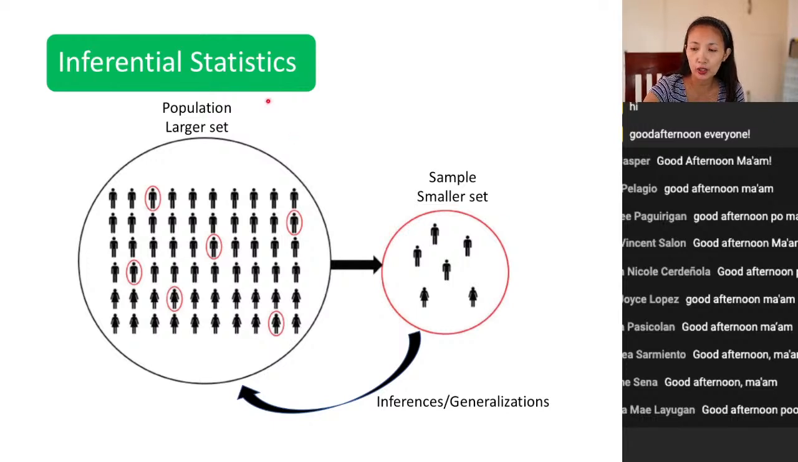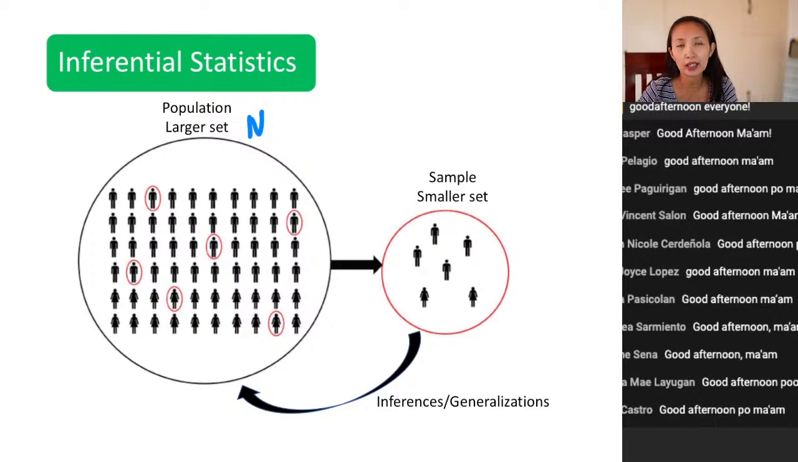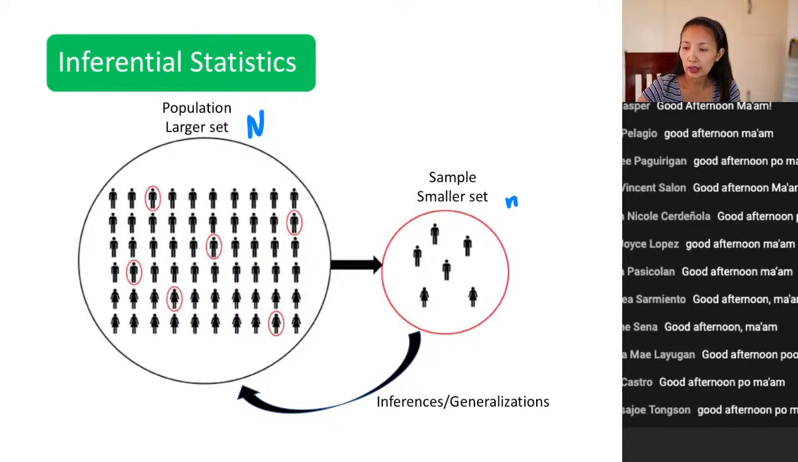So again, the larger population or larger set, the totality of the observations, is usually represented by capital letter N for population. And the sample size by small letter n for the sample. And there are techniques by which we could determine the members of the smaller set. Like what I said a while ago, the validity of your estimate depends upon how you selected your sample. So from the sample, we make inferences and generalizations about the population. That's what we do when we subject our data to hypothesis testing.